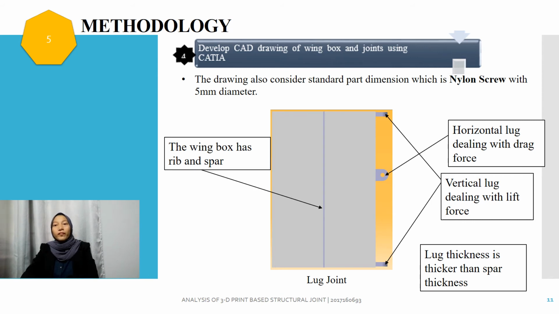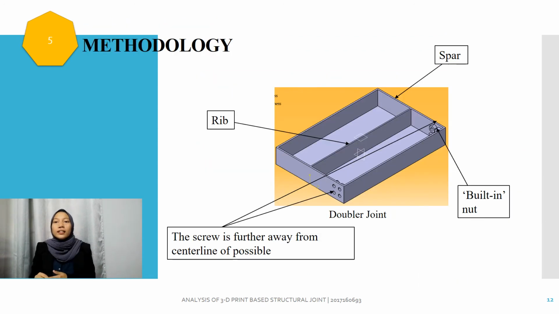and to prevent failure. So this is the double joint drawing, and we could see there is also rib and spar, same as the lug joint drawing shown before. The rib is 1.5 mm and the spar thickness is 2 mm. There is also a built-in nut. So the nut is mounted to the wall inside of the wing box because of the limited space needed to tighten the screw later on.